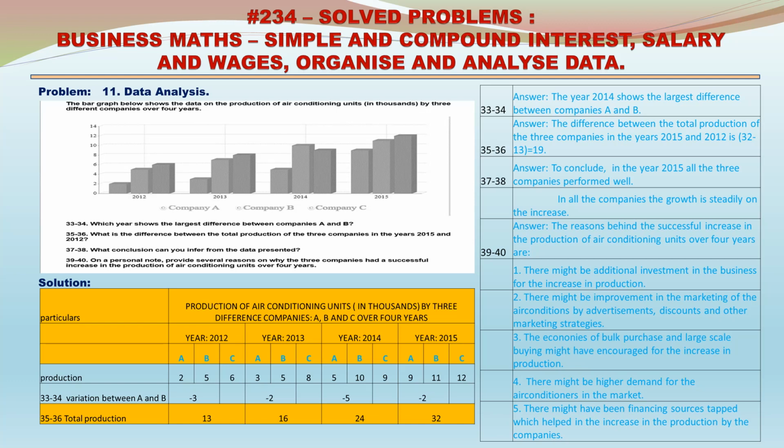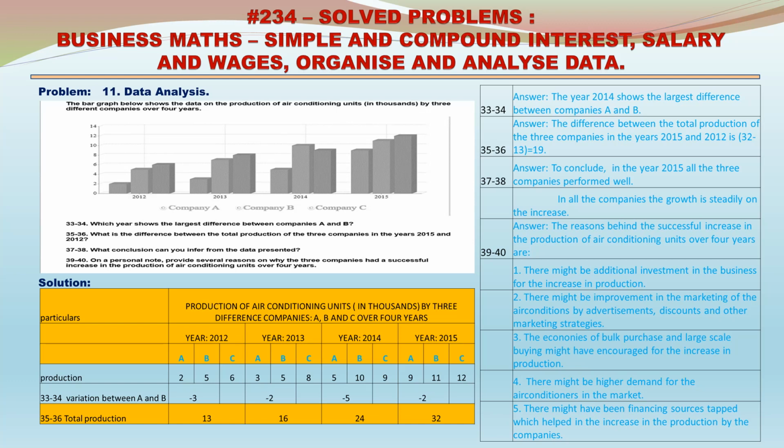Total production in the year 2012 is 13. Total production in 2013 by the 3 companies is 16. Total production in 2014 is 24. Total production in 2015 is 32. So now, which year shows the largest difference between companies A and B? The year 2014 shows the largest difference between companies A and B.